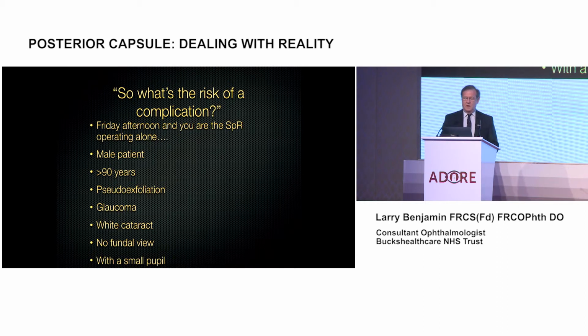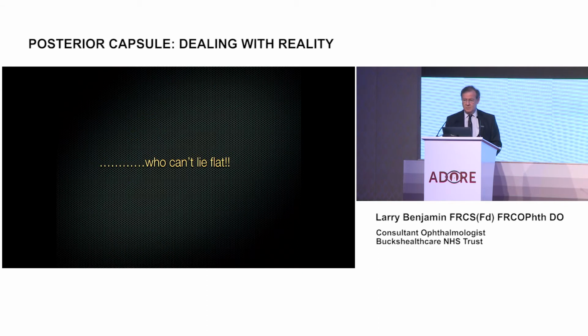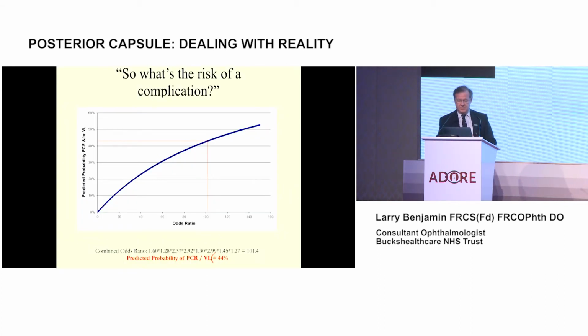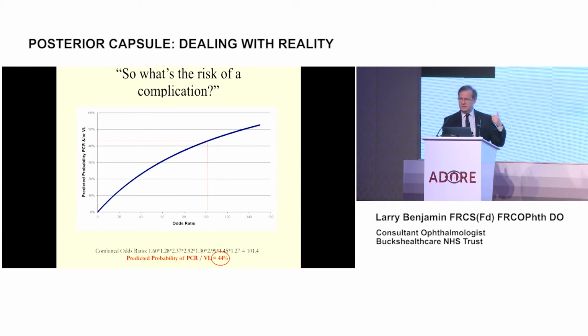What though if you have a male patient, we all know that life is much more difficult for males, more than 90 years old, pseudoexfoliation, glaucoma, white, all these risk factors, and they can't lie flat? You multiply all those together and you get a predicted probability of vitreous loss of 44%. So that patient is almost as likely to lose vitreous as not.